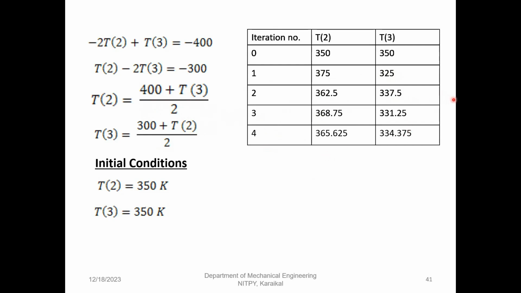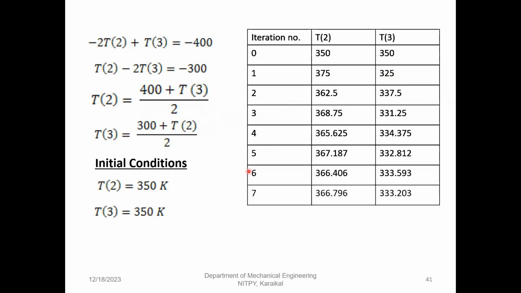So what happens is, towards the 8th iteration, you can see that I have reached 366, 366, 366. It's almost consistent. So now this is the value, 366 and 333. This is what Fluent is doing. It does the stepwise iteration method and then shows you the final result. If we stop in between, at the fourth iteration, our value will be 365 and 334.